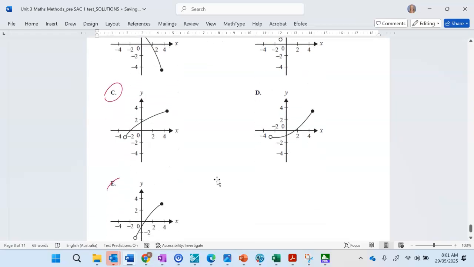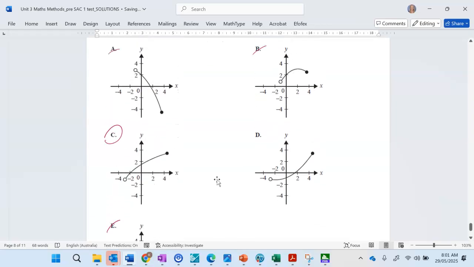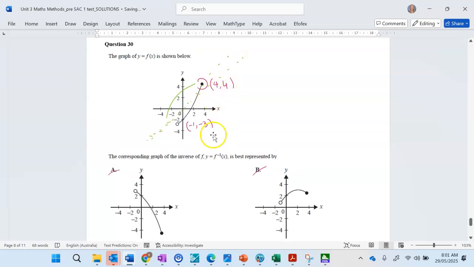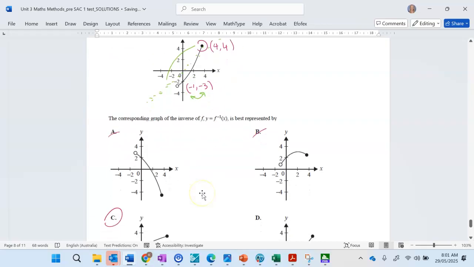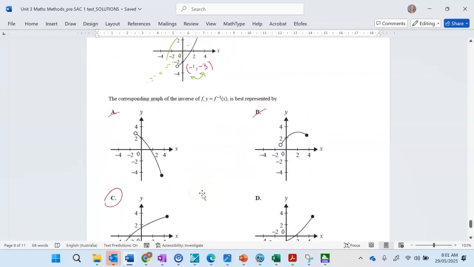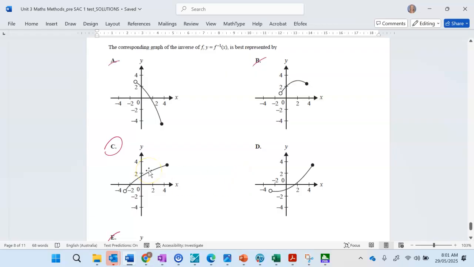So I looked for that first, and then I just basically went with the shape. So I eliminated, so I looked for the 4, 4, and then the -3, because with your inverse, remember the coordinate swap. So 4 and 4 switch still gives you 4 and 4, but the -1, -3 will become -3, -1 on your inverse, and then looking for the shape. So the only answer was C.